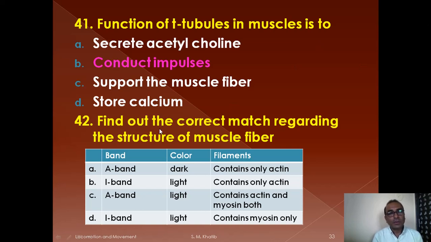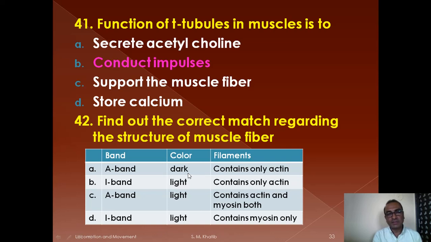Then 42, find out the correct match regarding the structure of muscle fiber. Now here band, color and filament. These are the three columns given. A band, that is the anisotropic band we call.